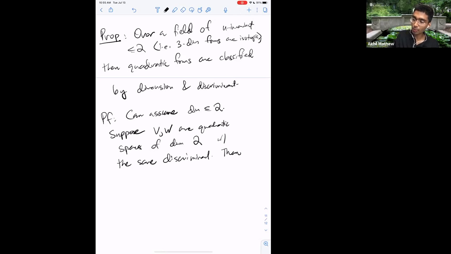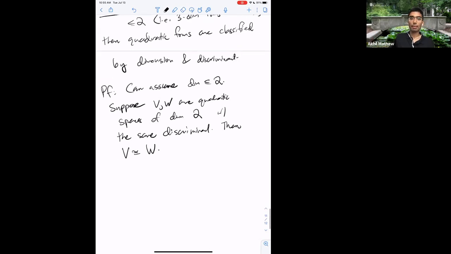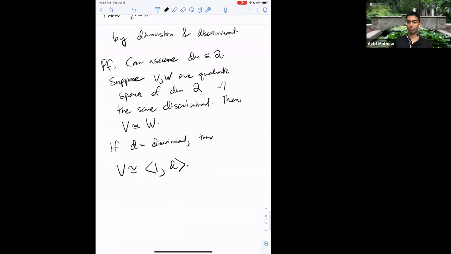And then what you need to show is that V is isomorphic to W. In fact, what you can show is that if D equals the discriminant, then V is isomorphic to the form ⟨1, D⟩, and so is W. And so why is this?